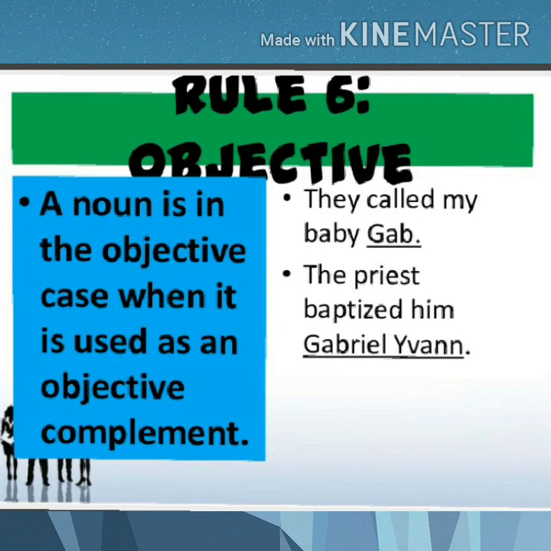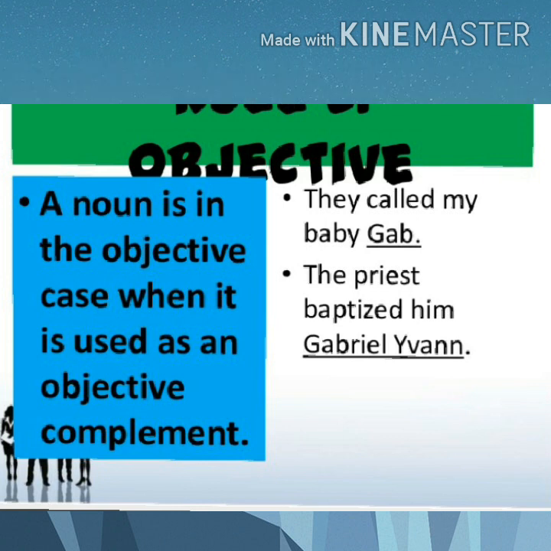Let's see rule number 6. A noun is in the objective case when it is used as an objective complement. They called my baby Gabe. The priest baptized him Gabriel Yon. Here Gabe and Gabriel Yon are used as an objective complement.